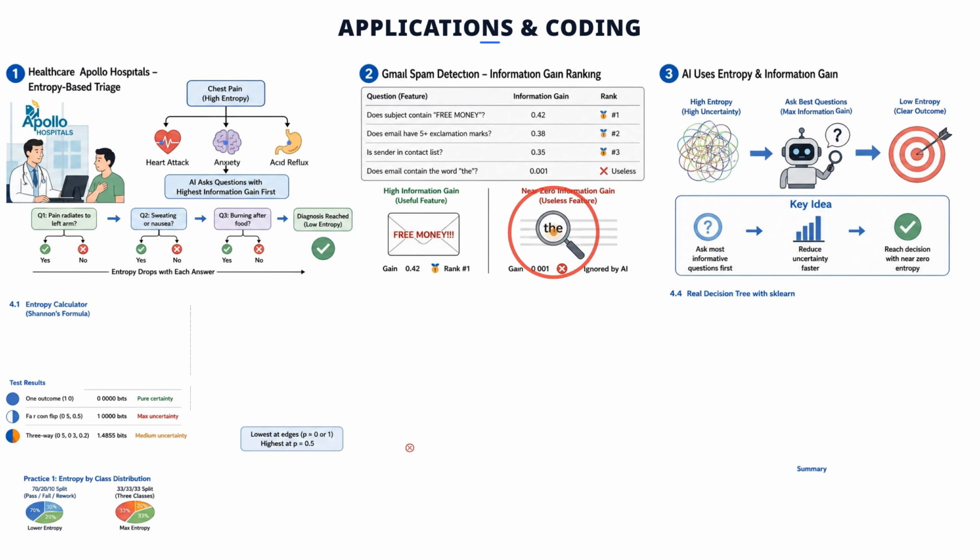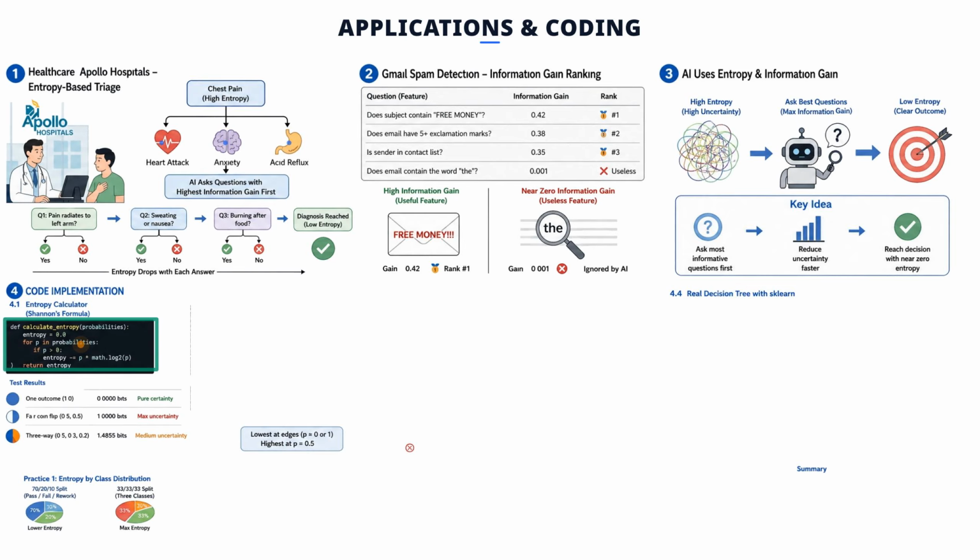Now let's look at the underlying math in the code section. The first block demonstrates how to build an entropy calculator from scratch. The function calculateEntropy implements Shannon's formula. It initializes entropy at 0 and loops through a list of probabilities. For each probability, it subtracts p times the log base 2 of p from the total. Testing this function reveals that a scenario with only one possible outcome results in pure certainty, or 0 bits of entropy. A fair coin flip, however, results in 1 bit, representing maximum uncertainty for 2 outcomes.